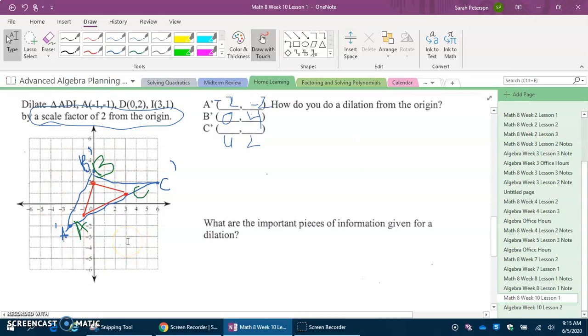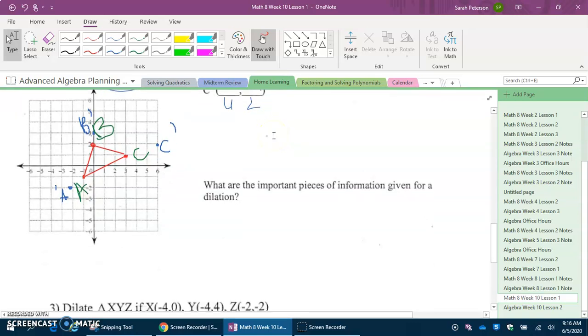You won't have to graph it, but you'll definitely have to be able to find the image points. So A prime, B prime, and C prime. You'll definitely have to do the calculation. So what are the important pieces of information given for dilation? In any dilation, even when you get to geometry, you're going to need to know the scale factor and the center of dilation. Those are the two main things you need to know whenever you're dilating. The center of dilation for us will always be 0, 0, or the origin, but the scale factor is going to change. When you get into geometry, your center of dilation will change, but for now you just need to know how to do it with 0, 0.